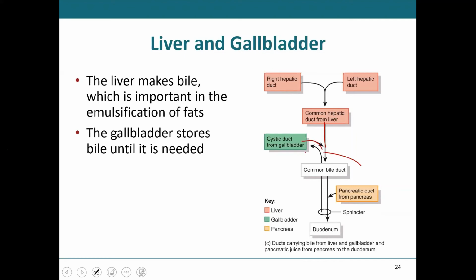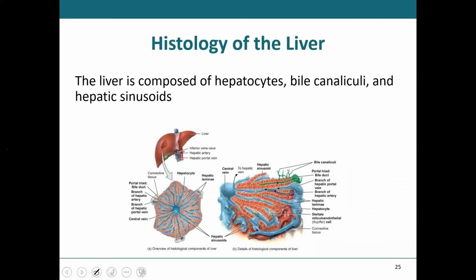The two together will give us a common bile duct. They'll be joined by the pancreatic duct from the pancreas, and they all open up into the duodenum. Cool? All right. Histologically, the liver is made up of hepatocytes. That is your main liver cell. We've already seen this in lab. It should be familiar, right?